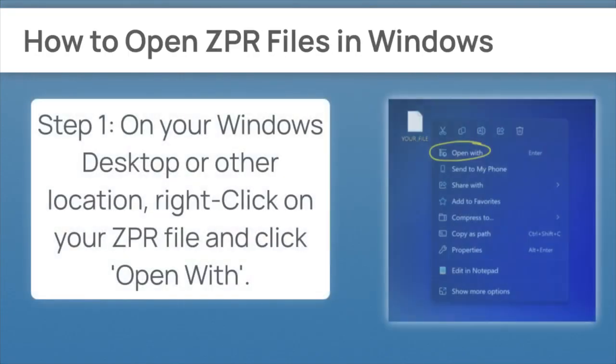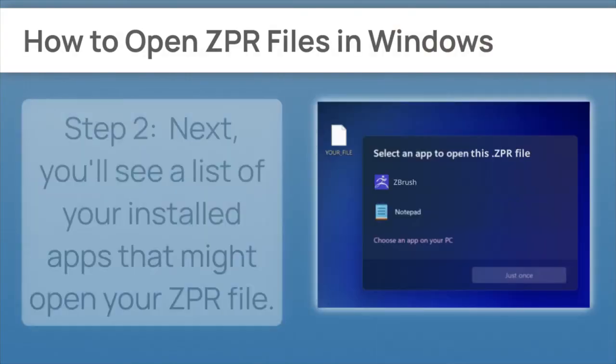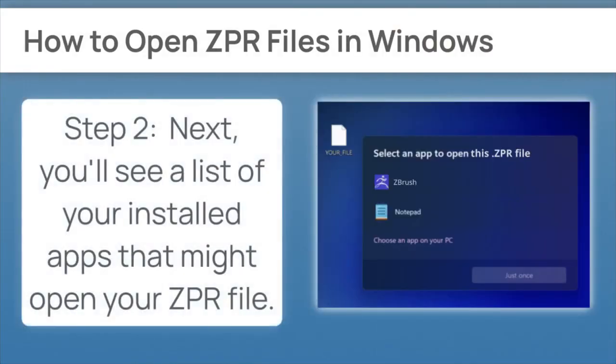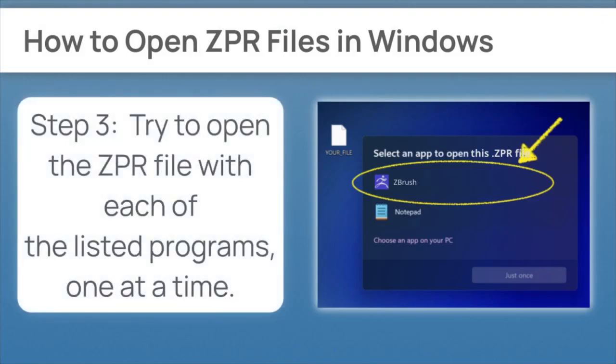Initiate the process by right-clicking the ZPR file and choosing Open With. Use ZBrush as your first choice if available. If it's missing, move down the list. Finding the right reader might take 2 or 3 attempts.